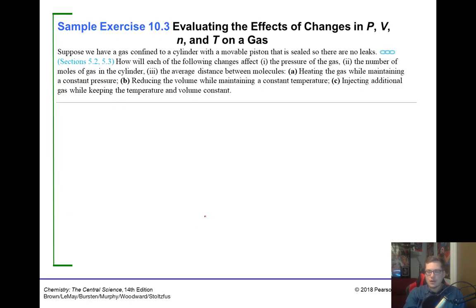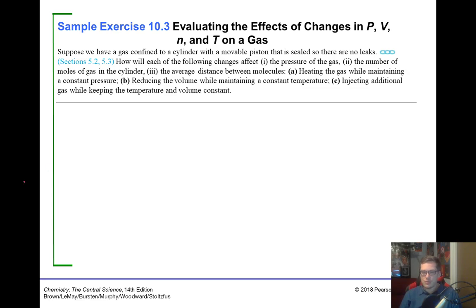All right. So we're just going to look over this real quick, using our general knowledge of these trends of gases to see if we can figure out what's going on. It says, suppose we have a gas confined to a cylinder that has a movable piston that is sealed so there are no leaks. Well, that's nice. It says, how will each of the following changes affect the pressure, the number of moles of gas, and the average distance between the molecules?